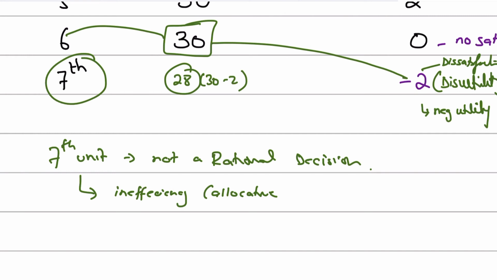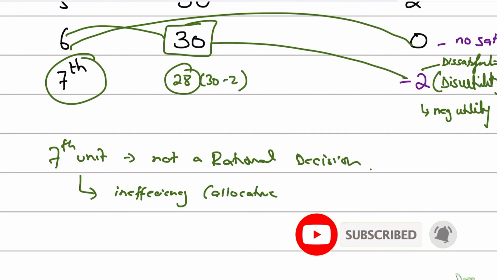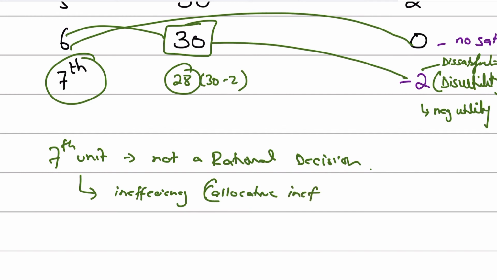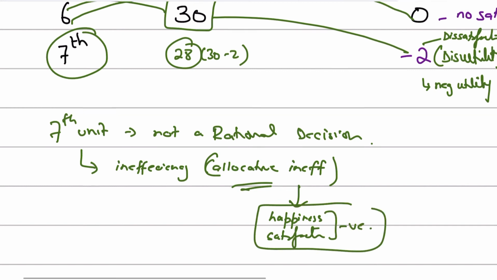You would have spent some money on it. So you're spending some money on the seventh bar, knowing the fact that the sixth one did not give you any satisfaction. It just gave you a marginal utility of 0, but still you insisted on having the seventh bar, and that gave you a disutility of minus 2. It actually represents inefficiency, and in technical terms it's representing allocative inefficiency. So allocative inefficiency is representing that the amount of happiness or the satisfaction that you gained was actually negative.